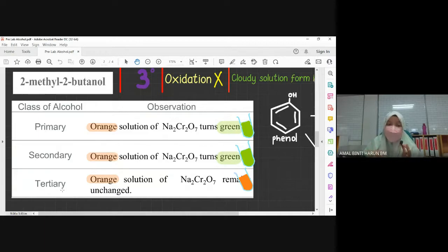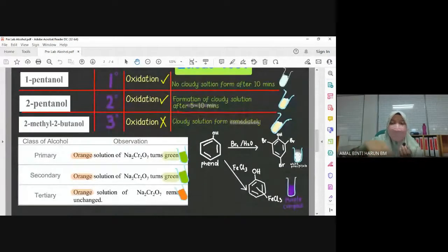Okay, kita boleh bezakan tertiary je lah. Tapi kita tak boleh bezakan primary dengan secondary, sebab both primary and secondary undergo oxidation. Okay, that one is for aliphatic alcohol. Ada juga test untuk kita identify dia aliphatic alcohol ataupun aromatic alcohol.